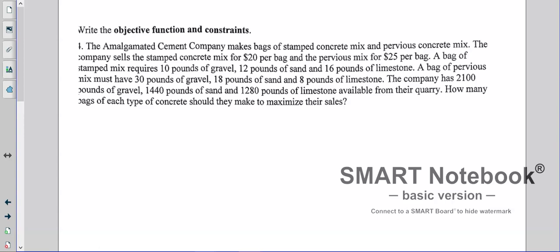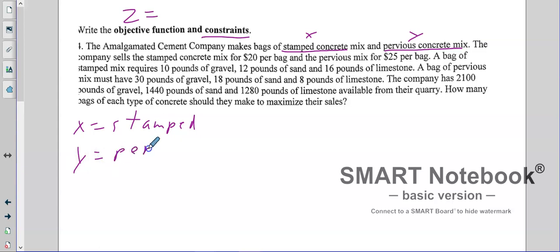Now, on this one, we're going to do the constraints and what's called the objective function, which is always going to be a z equals. This is often going to be a profit line, okay? So it says the Amalgamated Cement Company makes stamped concrete mix and pervious concrete mix, okay? I'm just going to use X and Y because my S's look like 5s and it gets confusing. So I'm going to say X is stamped. If you want to use S, that's fine. And I'm going to say Y is pervious.